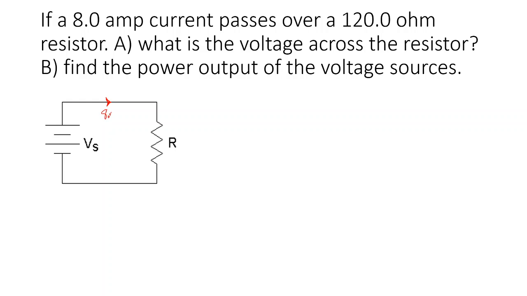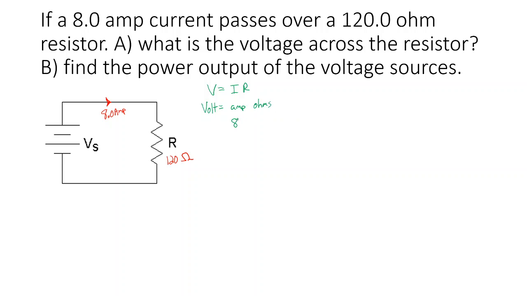8 amps of current passing over a 120 ohm resistor. First question is how much voltage goes across the resistor? We've hopefully come to know this and to learn this equation. V equals IR. I like to say volts equals amps times ohms.